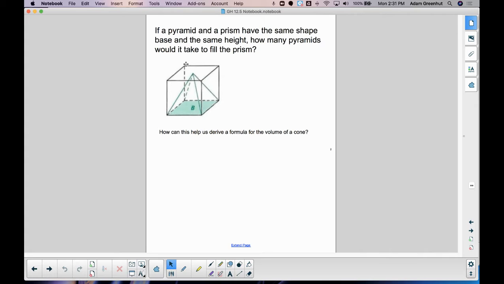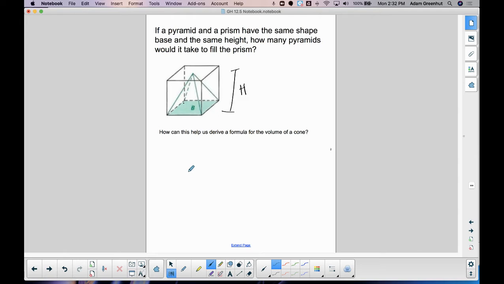If I have a prism and I have a cone and they have the same height and the same shaped base, how do their volumes compare? Well, a good way to think about this is how many of these pyramids would fill this prism? Take a guess. How many pyramids do you think would fill this prism? If I tried to stuff as many of these pyramids into this prism as I could, how many would fit?